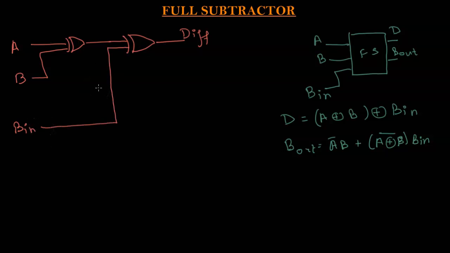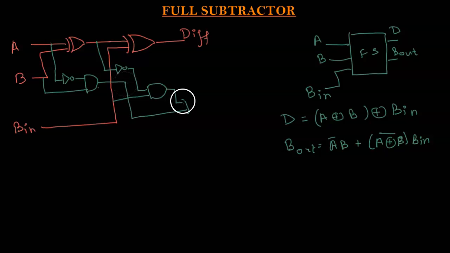Now let us see the construction of the equation for B out. First we have A bar B, so basically we have A bar and B, which are ANDed together. And then we have A and B XNOR together along with B in, which is another AND gate. We have this from here, and the whole thing is ORed together. And there we have it. This is our B out.